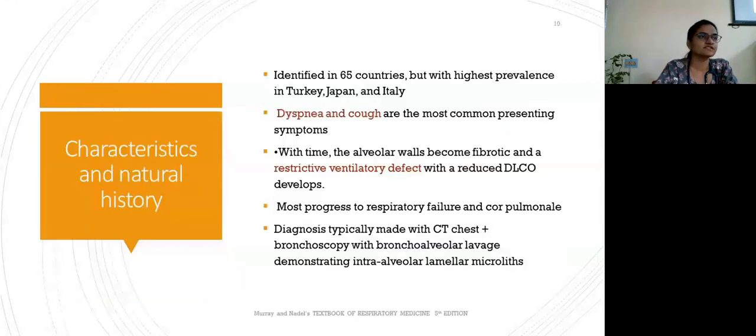So natural history wise, the patient will have predominant symptoms of dyspnea and cough, and this disease is seen with highest prevalence in Asia. And with time, these alveolar walls will become fibrotic and they develop a restrictive type of ventilatory defect and reduced DLCO, and they can progress to respiratory failure and cor pulmonale. Diagnosis is typically made from an HRCT along with a BAL.